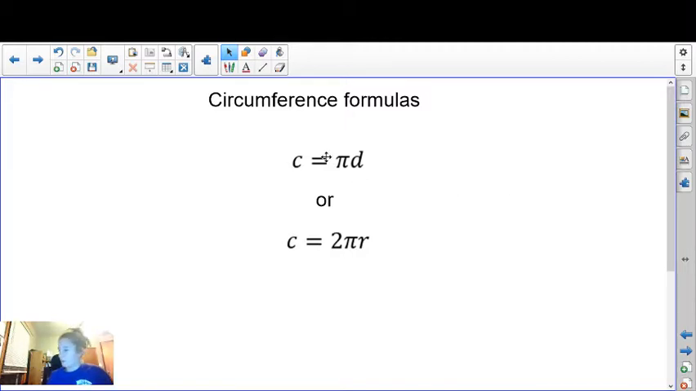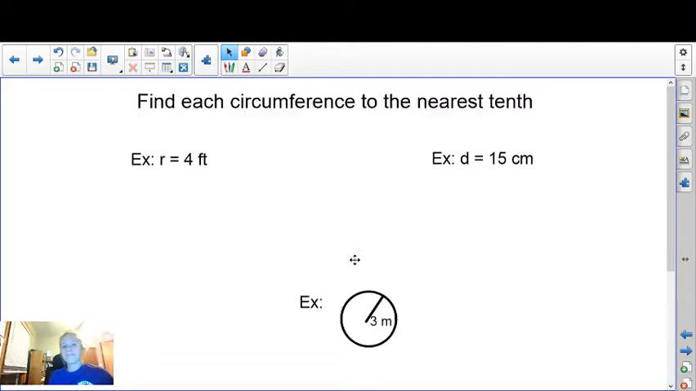You can get to the circumference 2 different ways. The first way can be using your diameter. So sometimes you're given the diameter, and sometimes you're given the radius. We know that the radius is half the size of the diameter, so that's why we multiply by 2 in this formula. So it's the same thing, just different.